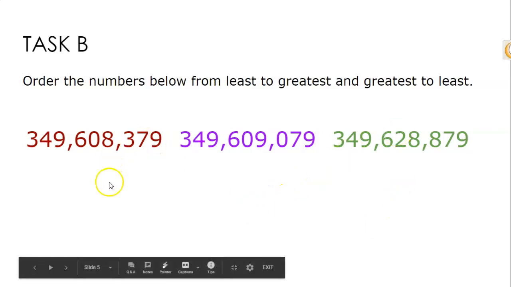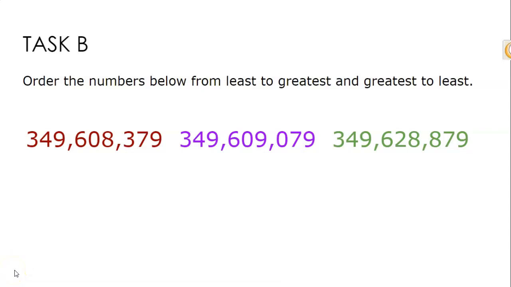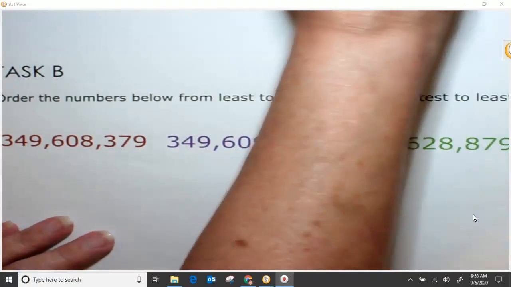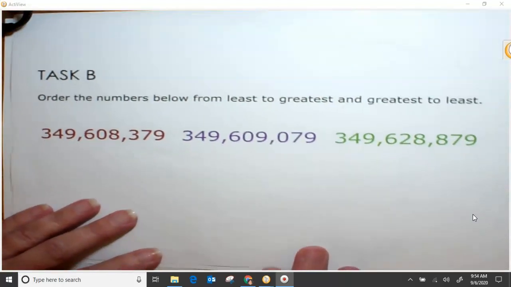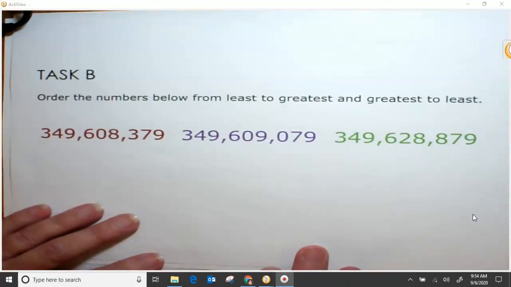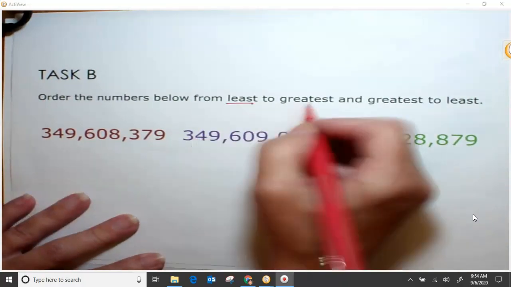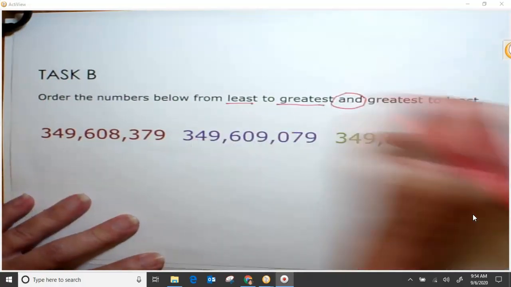My hint to you on this one is to go ahead and rewrite those numbers vertically, one right under the other. Make sure that you are lining them up place by place. Pause your video, come back to this when you are ready to start again, and then you will press resume. Okay, sorry, I'm going to make this a little bit smaller so you can see all the numbers on my paper. Okay, so order the numbers from least to greatest again, and greatest to least.